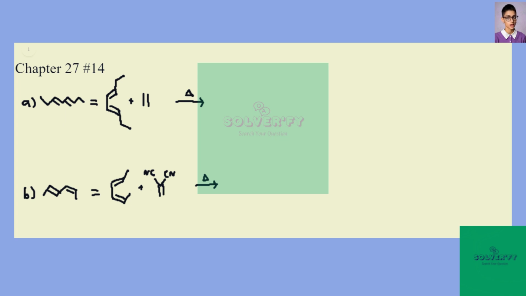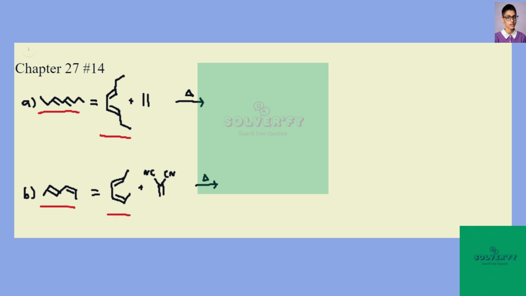And so the first thing to do in each of these instances is to redraw the dienes that were given. So when we look at A, we have this diene that we were given, and I have redrawn it like this just so that it's easier to see how these molecules are going to add to one another. Similarly for B, we're given this diene, and I've redrawn it there.